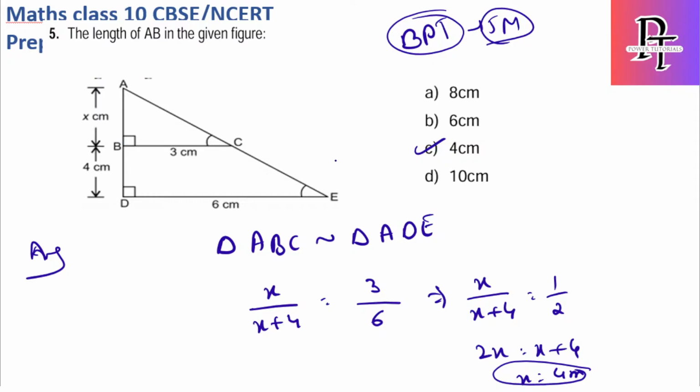Okay, so what is the basic proportionality theorem? If in a triangle a line is drawn parallel to the third side, then it divides the other two sides in the equal ratio, means this ratio by this ratio should be equal to this ratio by this ratio. That is known as the BPT theorem. And the proof I already explained.